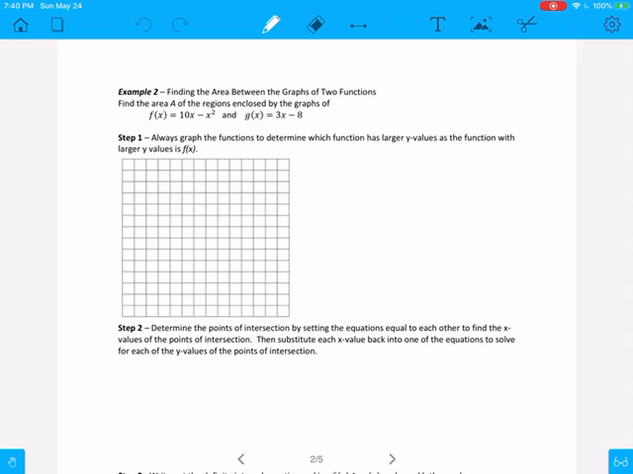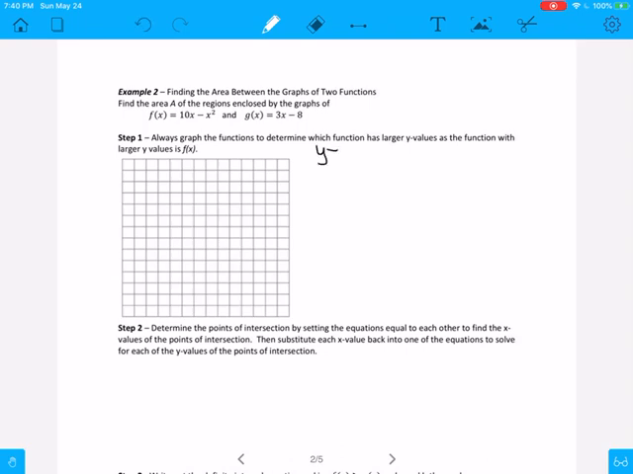Okay, so the last one was a bit easier because I gave you the A and the B. I told you which x values it had to be bounded by. But in this case, it doesn't give you which x values it has to be bounded by. It just gives you the 2 graphs, which you'll have to draw, and then find out what it's bounded by. Okay, so let's sketch these out.